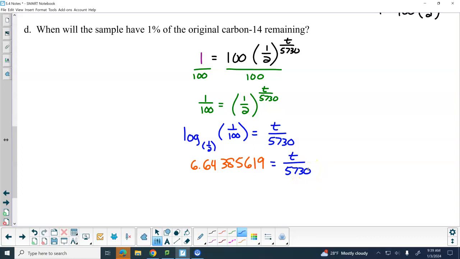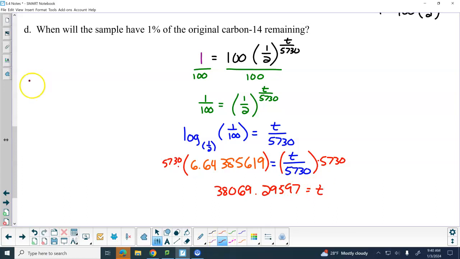Then to solve it, I multiply by 5,730 on both sides. That gives me 38,069.29597. So we'll call that 38,069.296. This is going to be years.